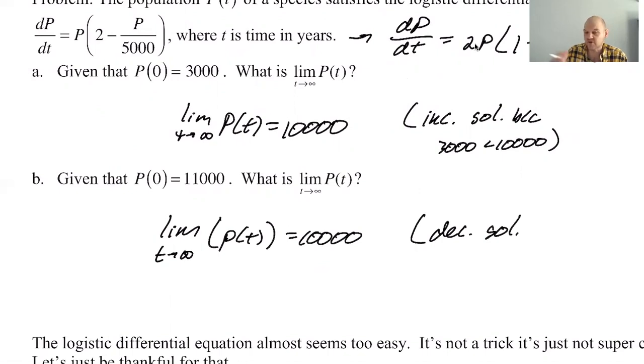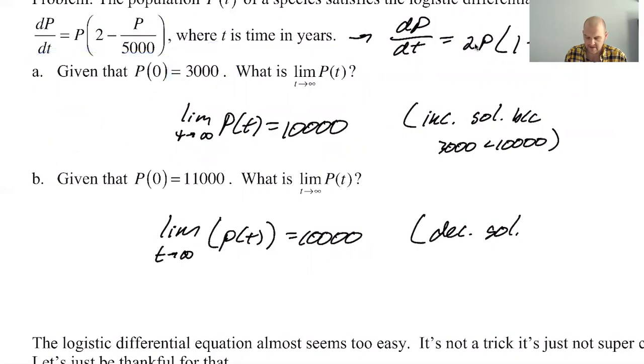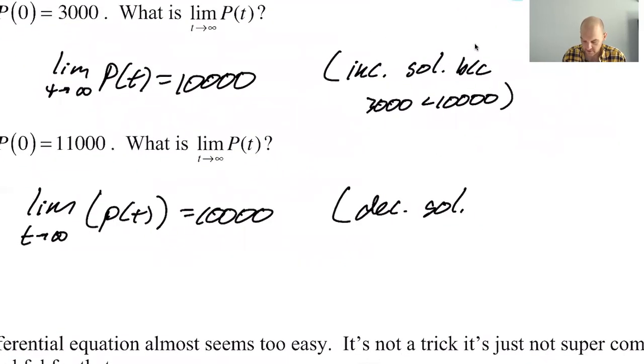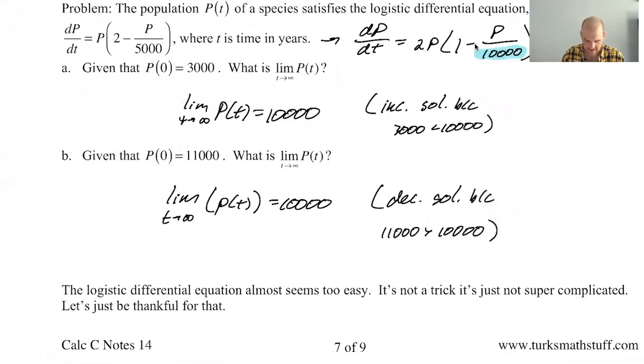So like if the question had been the range, right? The range of this solution is going to be 3,000, including 3,000, to 10,000, not including 10,000. So 3,000 you count, 10,000 you don't. The range of this one is going to be 10,000, which you don't count, to 11,000, which you do count. The range is also, I think, a really good question. According to the mathematical model, you never get to the limit, which is kind of weird. So this is decreasing because 11,000 is greater than 10,000.